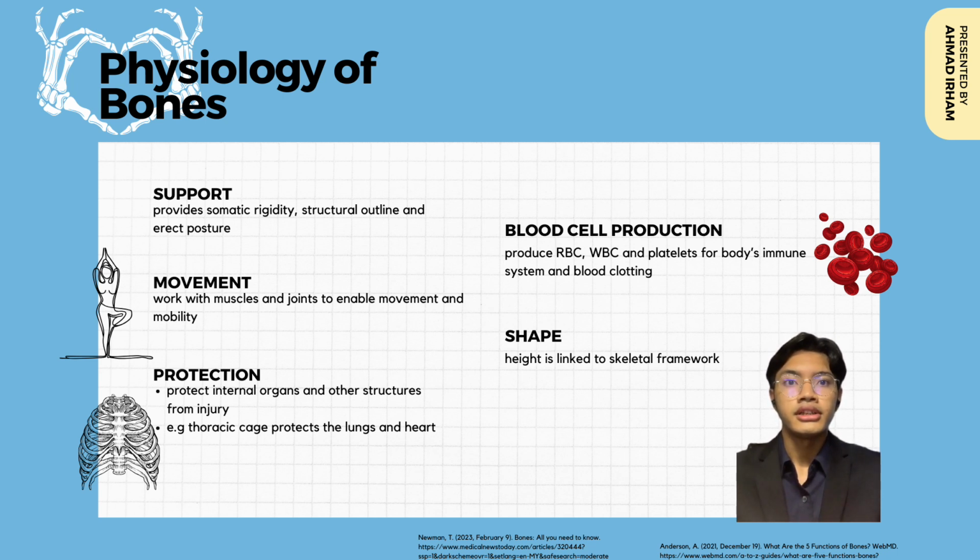The fourth one is blood cell production, which is the bone can produce RBC, red blood cell, and white blood cell, and platelet for the body immune system and blood clotting, since it has hematopoietic stem cell. And the last one is the shape. Height is linked to the skeletal framework.